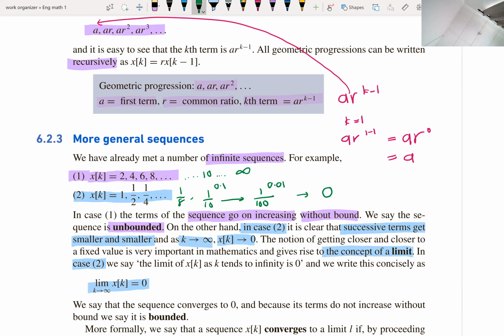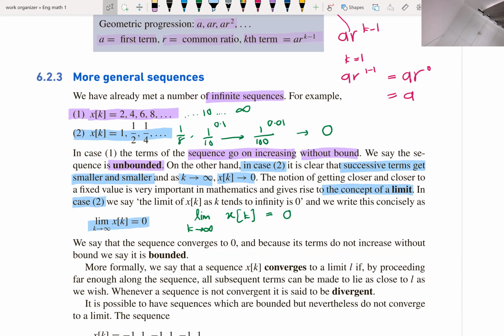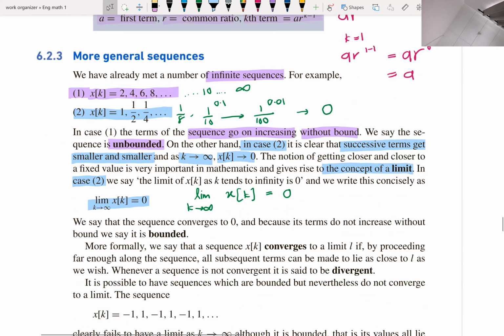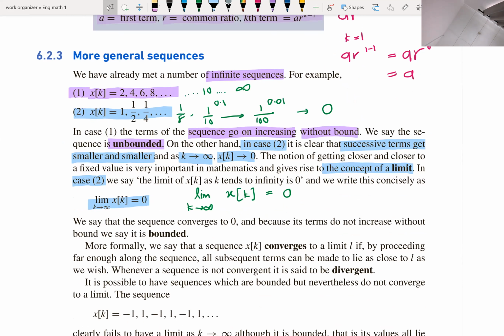So we just write the limit of s of k as k goes to infinity, and it will be equal to 0. Or in other cases, the limit can become a certain number.